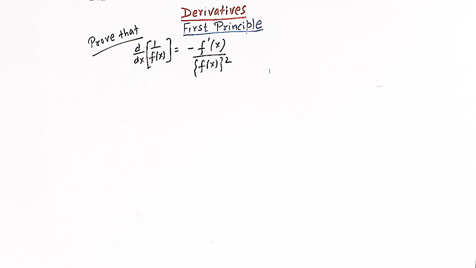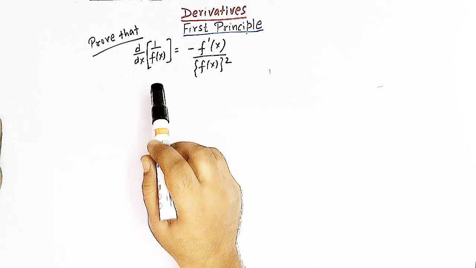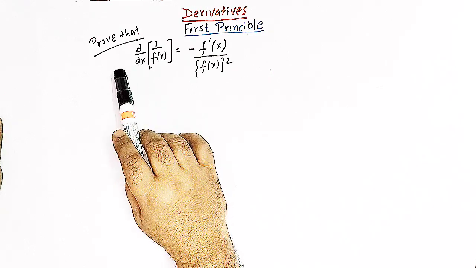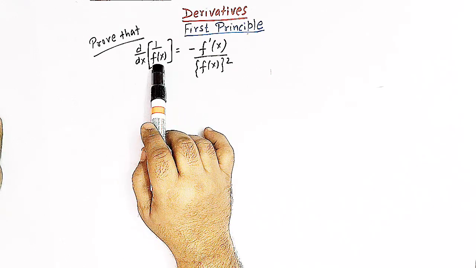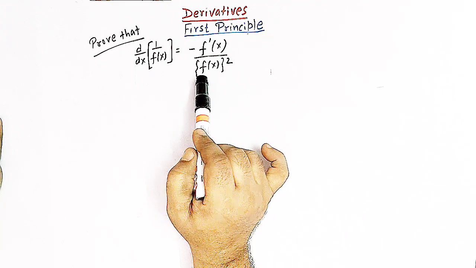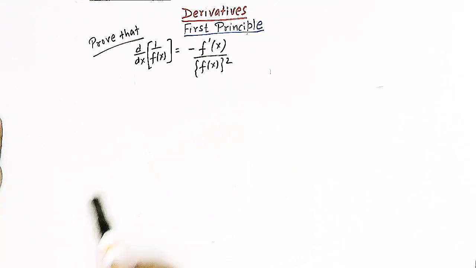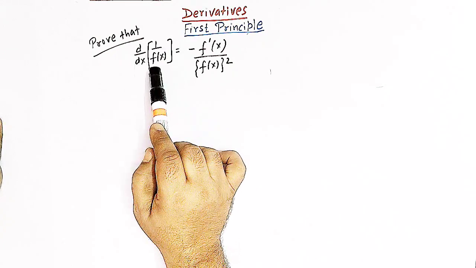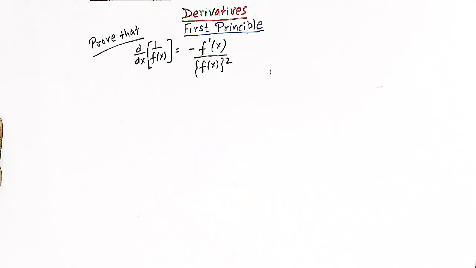Hello viewers, in today's session we are going to discuss an important problem from derivatives. Here we are going to discuss the method of first principle to get the derivative of a function. So here we have to prove that the derivative of 1 over f of x is equal to a negative of f prime of x divided by f of x square. So here we'll see how we can find out the derivative of 1 over f of x from first principle.